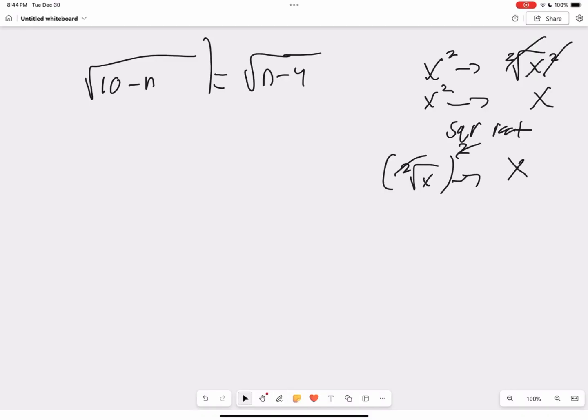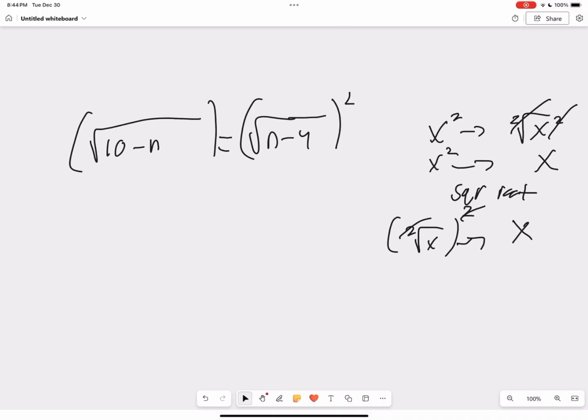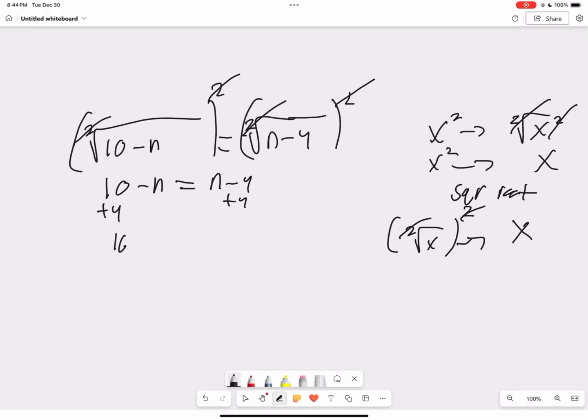We're going to raise both sides to the 2. When we do that, this cancels out and this cancels out. It's a property. So we get 10 minus n equals n minus 4. Now from here, it's just algebra. We add 4 to both sides, so I get 14 minus n equals n. I add n, so I get 14 equals 2n. I divide by 2, and n is equal to 7.